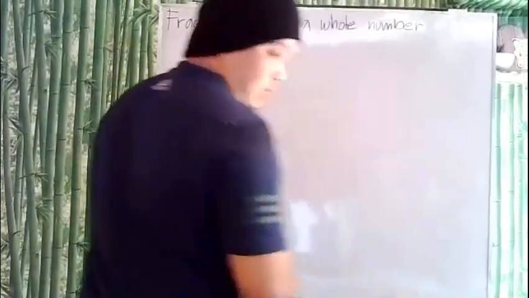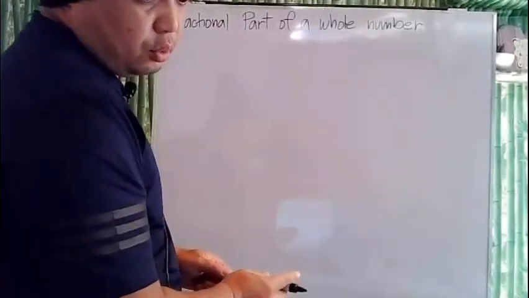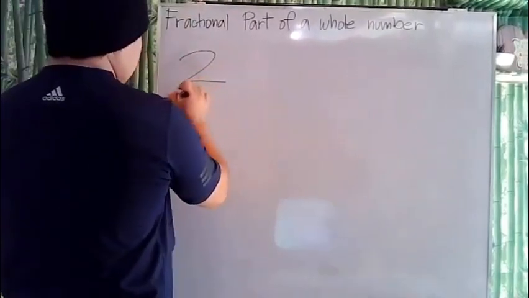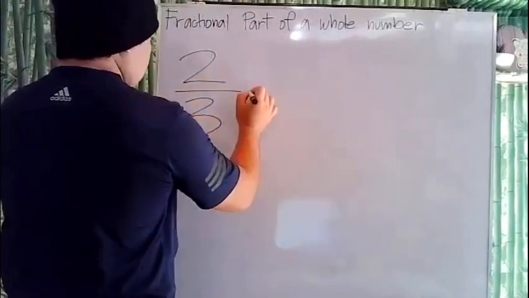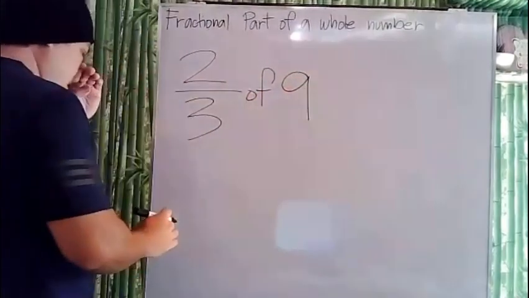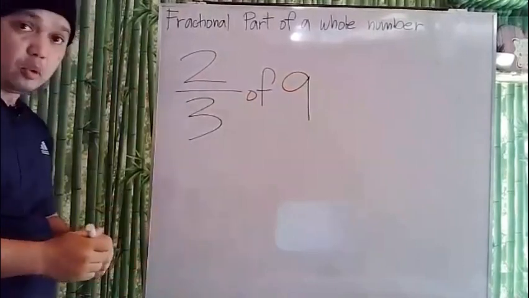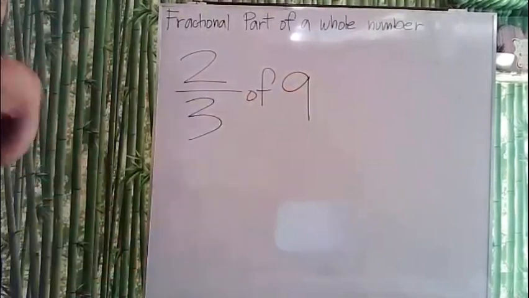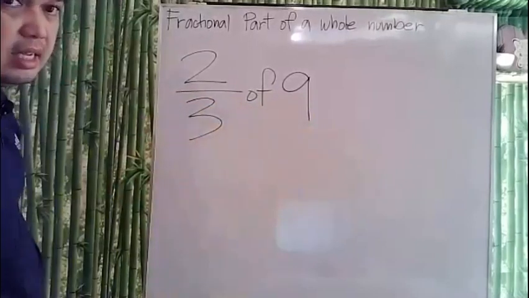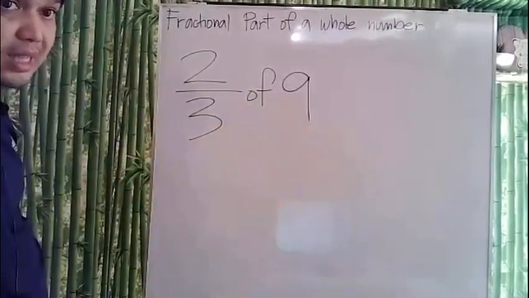Okay. It's 2/3 of 9. Okay. 2/3 of 9. Again, I am going to explain this. We were getting the fractional part of 9 here as a whole number. Okay. Now, 2/3 of 9.